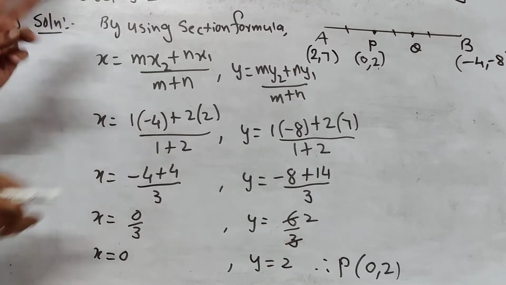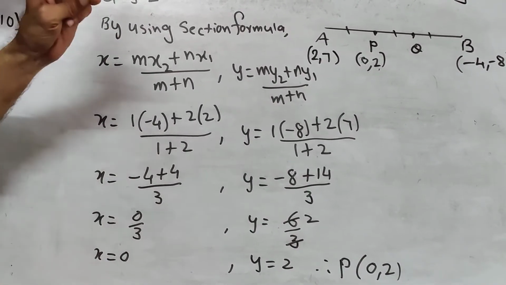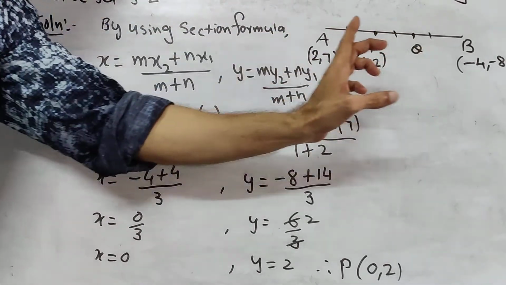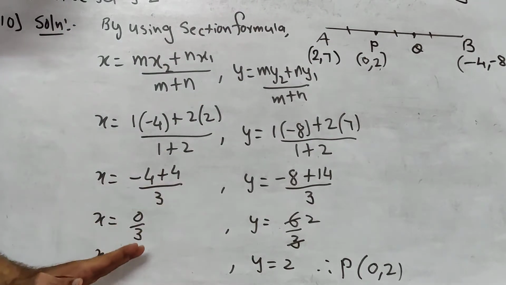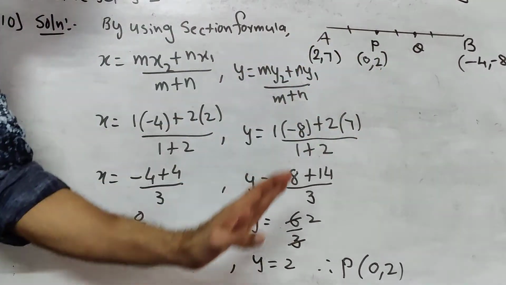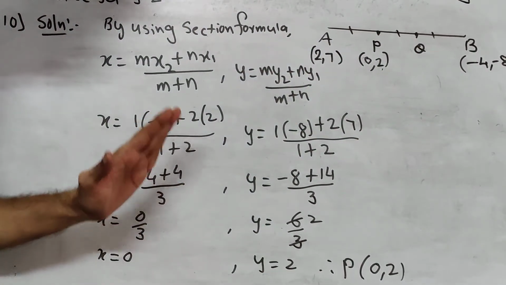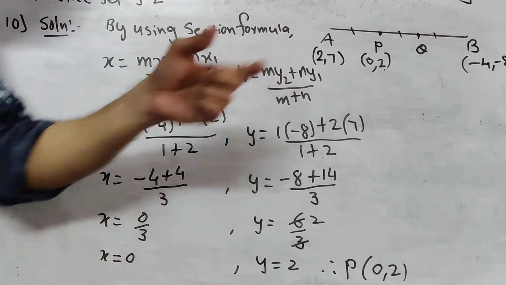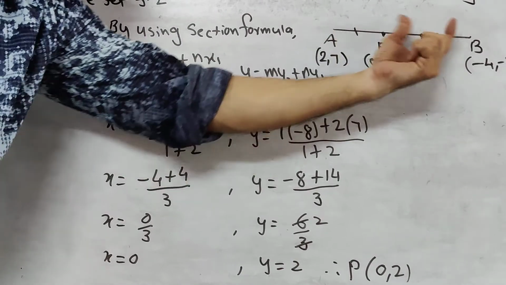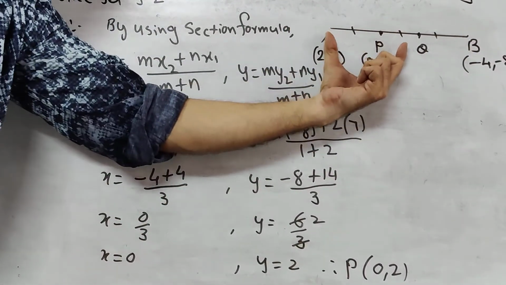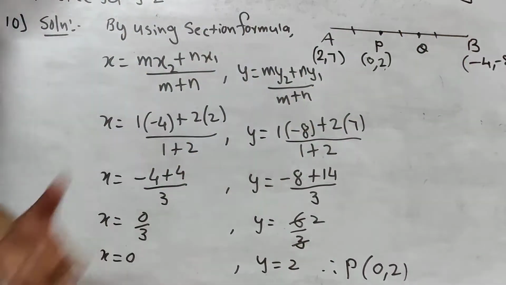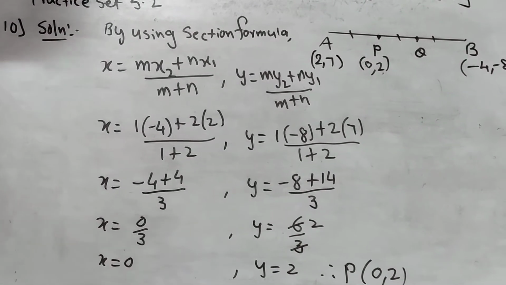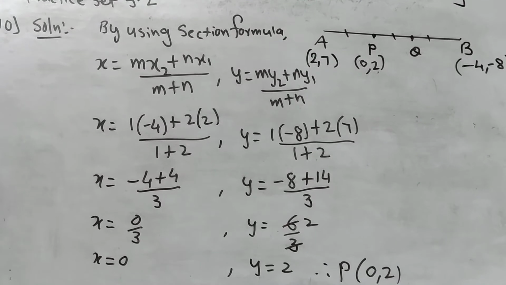In this sum we have 2 parts. But we have to find out P and Q. So for P also we are using the section formula, and for Q also we are using the section formula only. Okay, only the ratio will change. The ratio will become 2:1. See, this is m, 2, and n will be 1. m ratio n is 2:1. Please copy that.